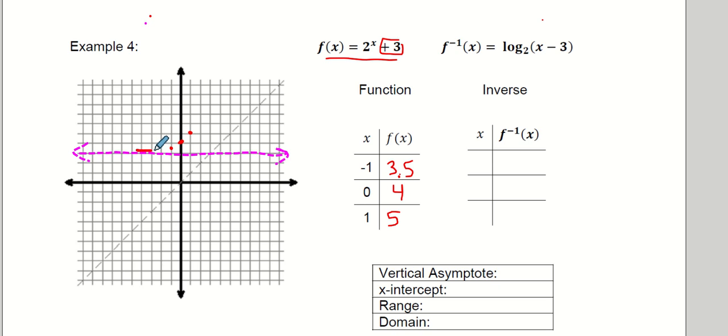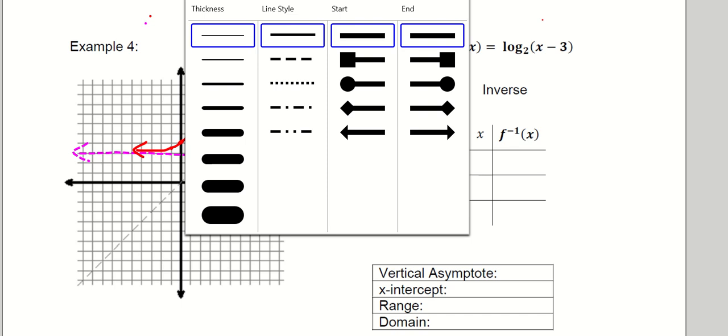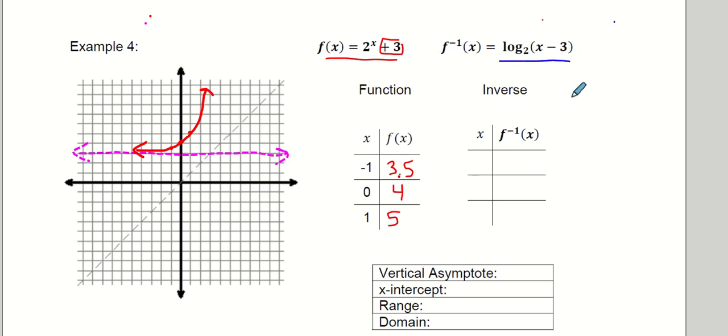Remember, it gets really close to the asymptote and then goes through these points and kind of shoots up. Okay, so that's the graph of the exponential. Now the graph of the log, so let me switch this here. Remember, the first thing I'm going to do is graph the asymptote. With the exponential, we had a horizontal asymptote at positive 3. So with the log, we're going to have a vertical asymptote at positive 3.